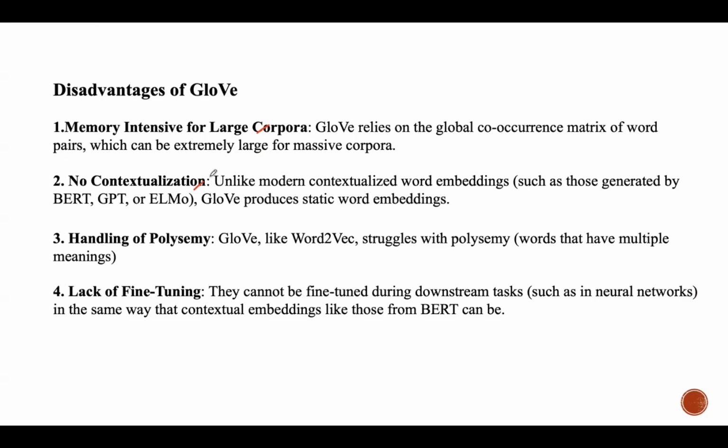While GloVe captures global word co-occurrences, it doesn't learn the contextual meaning of words at a deeper level, such as how words might be used differently in various contexts. If you take the word bark, the meaning of this bark changes according to the sentence or the context in which it is used. If you write dog barked, the meaning is different. If you take tree bark, that is different. But GloVe doesn't have the capacity to distinguish these things.